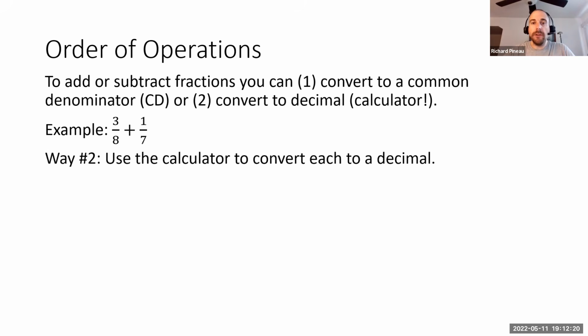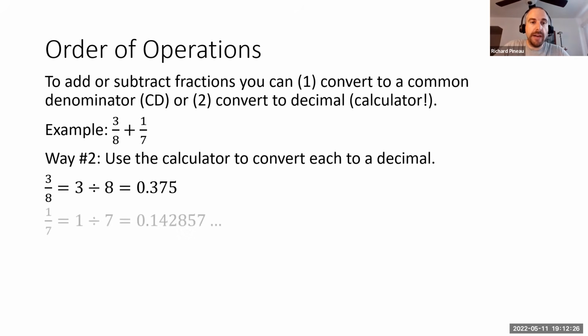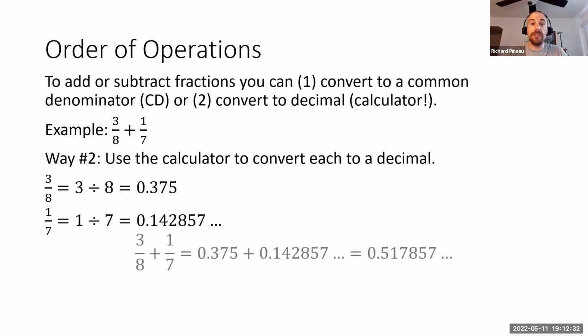Now, if you want to use the calculator, what we need to do is convert each to a decimal. So 3/8 is 3 divided by 8, which is 0.375. Then we have 1/7, 1 divided by 7, 0.142857. You notice the ellipsis, which means it keeps going. We add the two decimals and you get 0.517857, and you notice the dot, dot, dot.